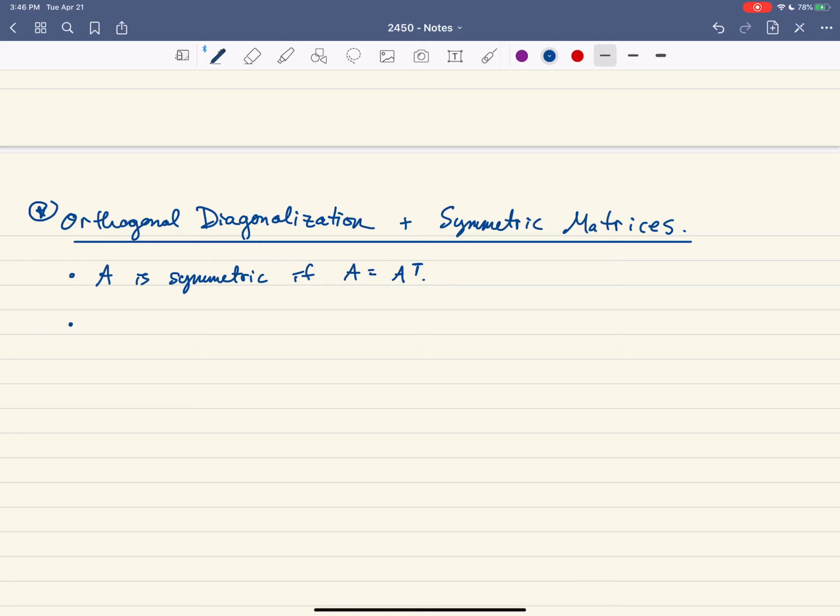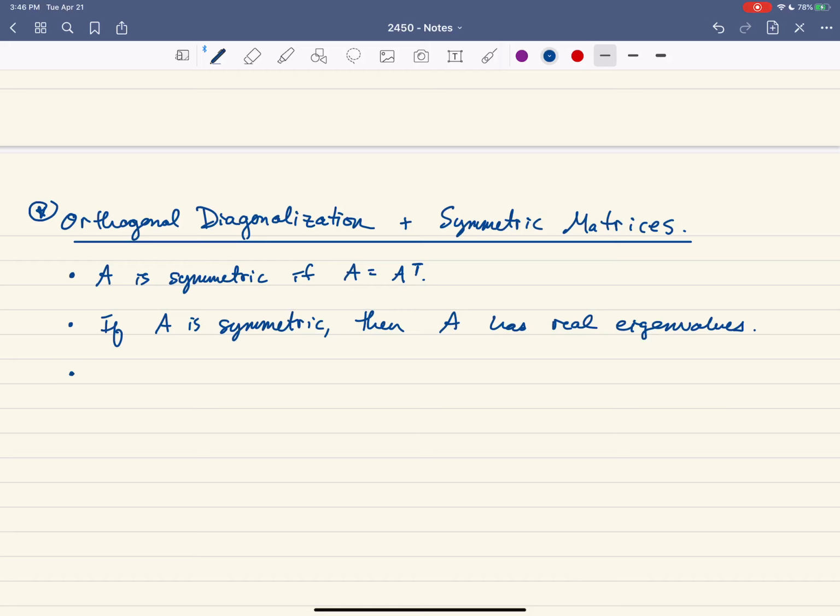It turns out that if A is symmetric, then A has only real eigenvalues. In other words, in order to get a complex eigenvalue, A has to be non-symmetric. So again, that's just a fact that we'll put in our back pocket for now.